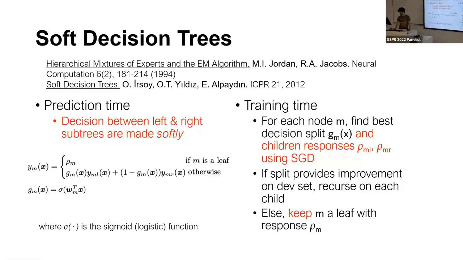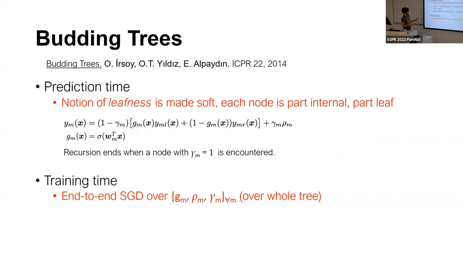To get the budding tree, we're going to make one more relaxation, and instead of thinking of each node as either a leaf node or an internal node, we're going to think of each node as being both a partial leaf and a partial internal node, which is defined by the leafness parameter gamma here. So proportional to its leafness, every node outputs a response. Proportional to its non-leafness, 1 minus gamma, it delegates the decision to its children.